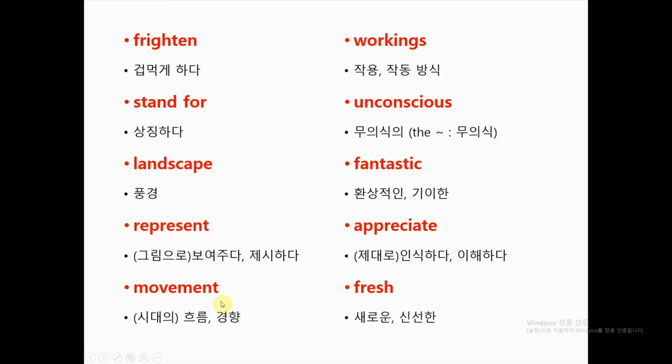movement, workings, unconscious, fantastic, appreciate, fresh, perspective, in detail, differ from, belong to.